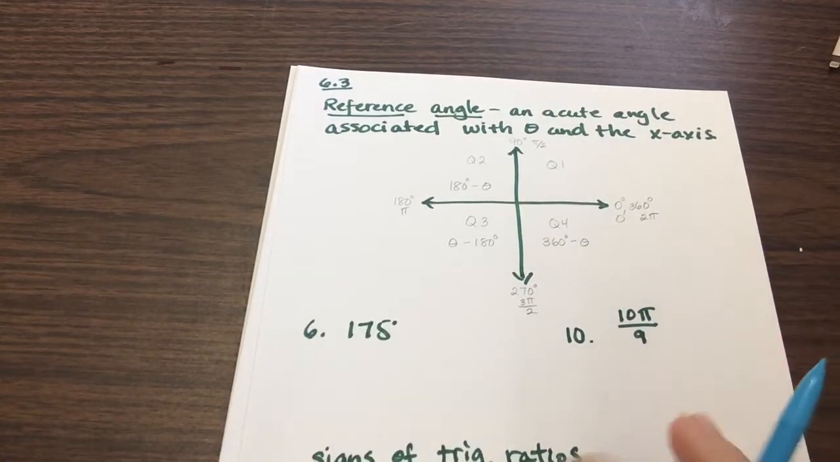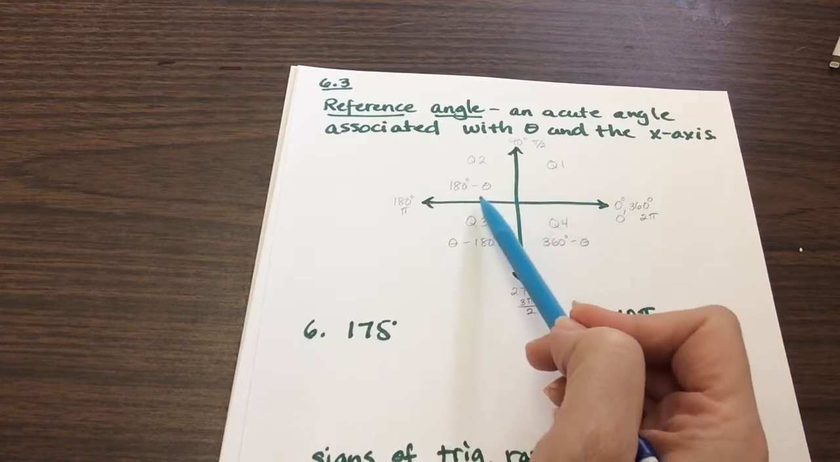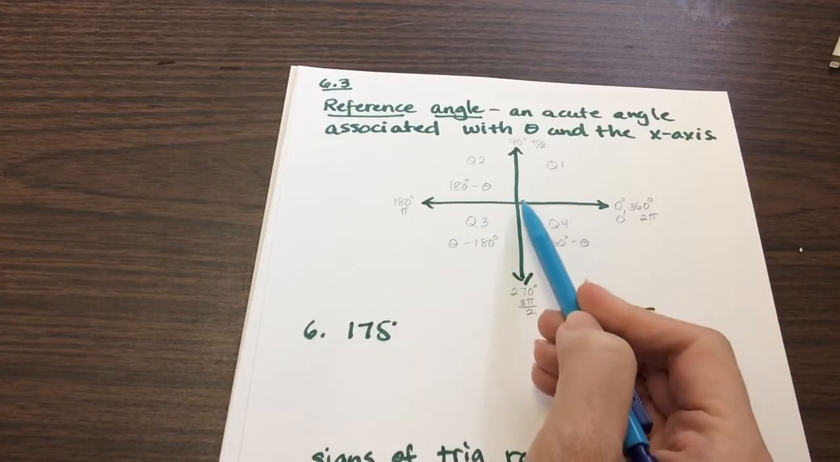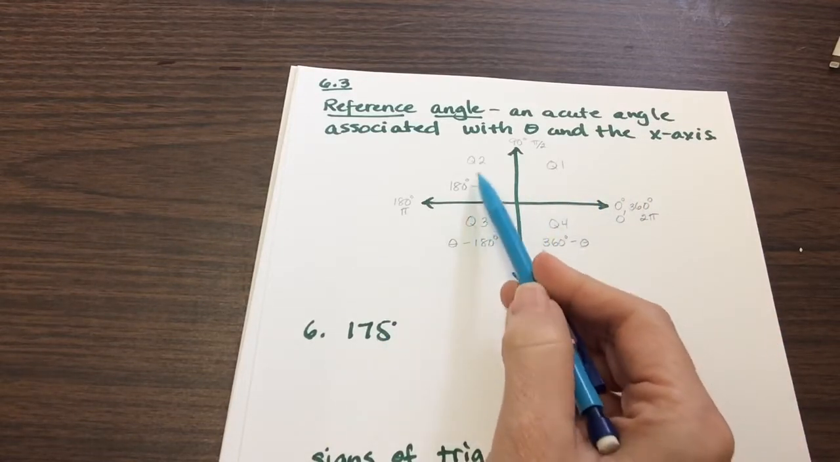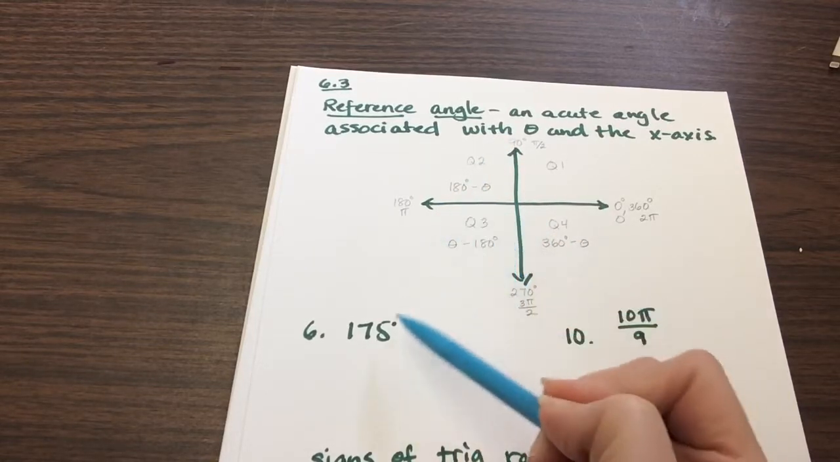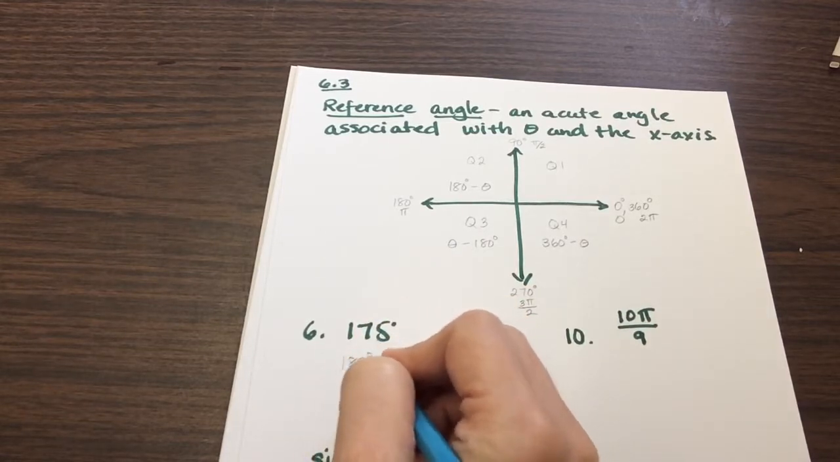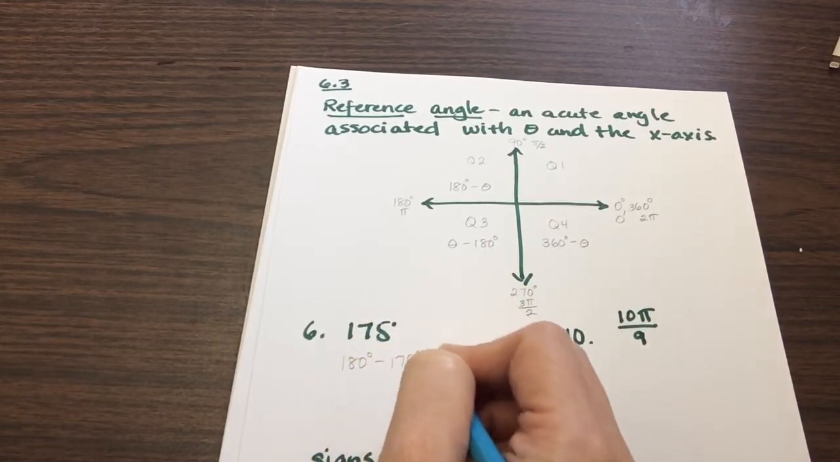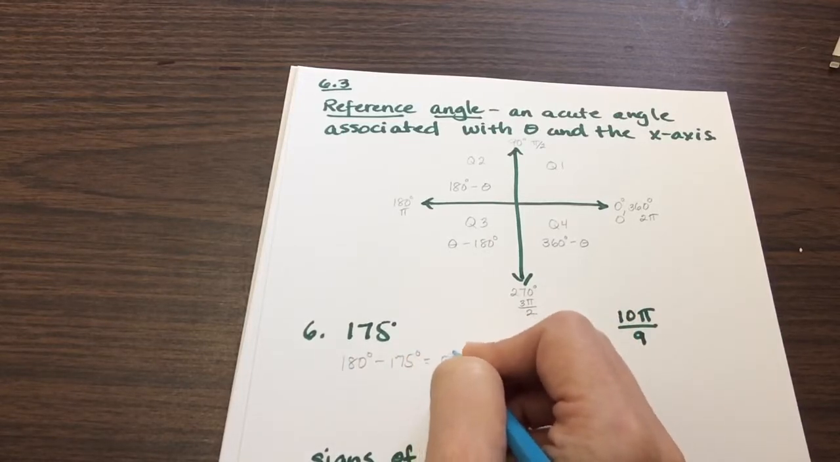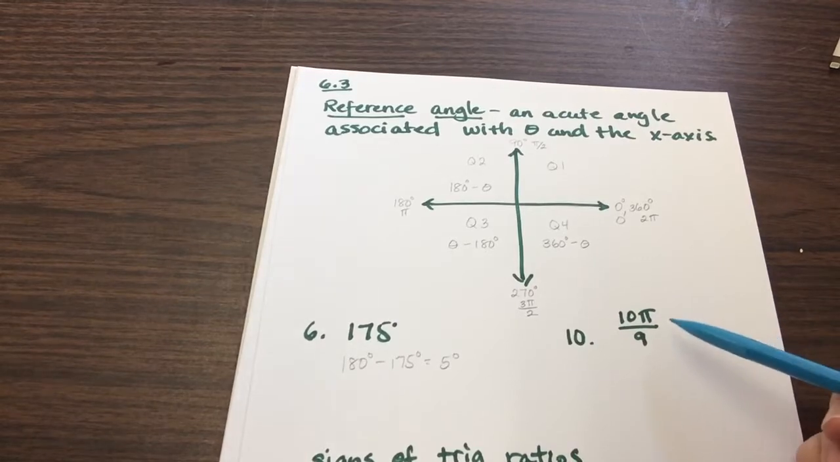Alright, so let's do a couple of these. If I'm looking for the reference angle of 175 degrees, I need to think about what quadrant that terminal side lies in. So 175 degrees is going to be in quadrant 2. So to find that reference angle, I am subtracting theta, which in this case is 175, from 180. So 180 minus 175 degrees is going to be 5 degrees, which is easy enough. Alright, let's look at another one.